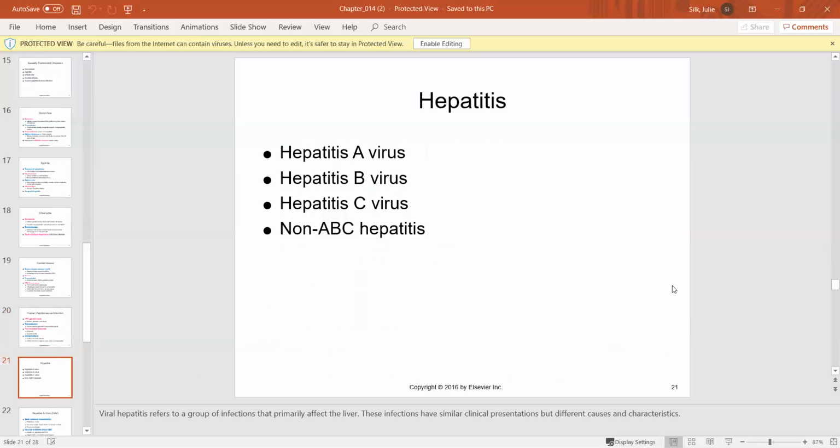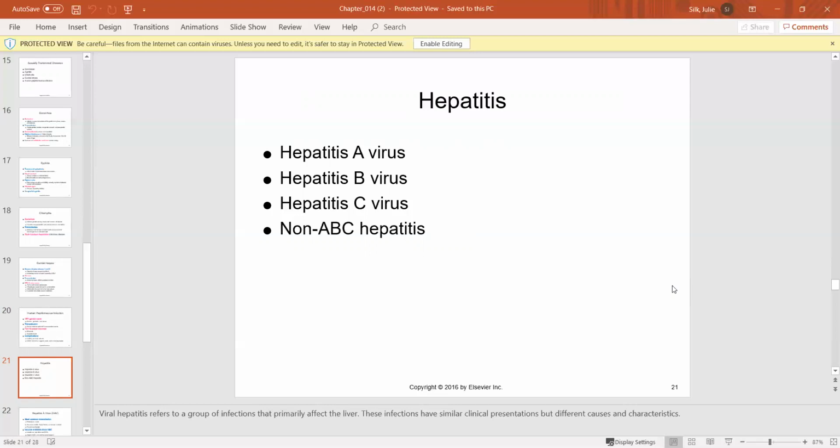All right, this also gets into a little bit about hepatitis. And if you remember back to when you talked about hepatitis before, hepatitis is just inflammation of your liver. So there's many different kinds of hepatitis, and you can get it multiple different ways. So on this slide, it's talking about A, B, and C. And then there's also non-ABC hepatitis, which we'll get into in a minute.